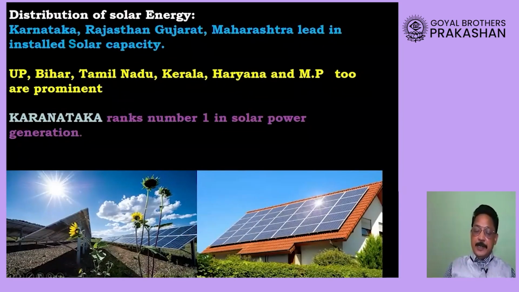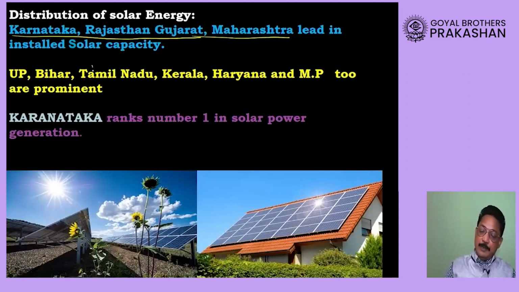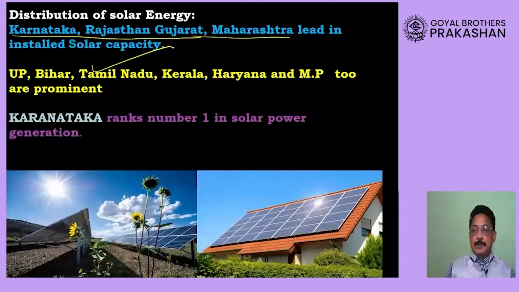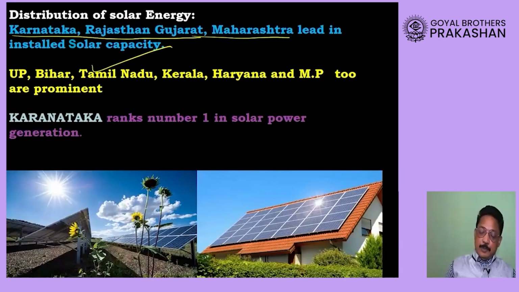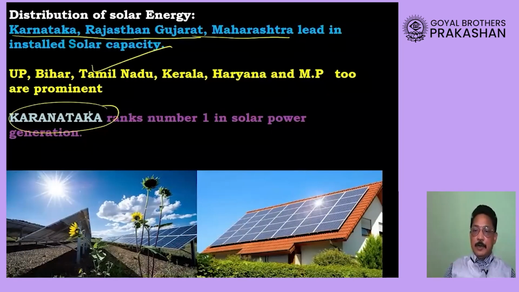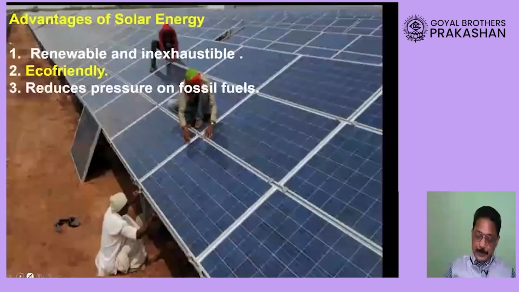Major states in our country which are producing this electricity are Karnataka, Rajasthan, Gujarat, and Maharashtra. But besides them, in Uttar Pradesh as well as in Bihar, Kerala, Haryana, also we produce large amount of solar energy. Of course, Karnataka ranks number one in overall production of electricity using solar energy.